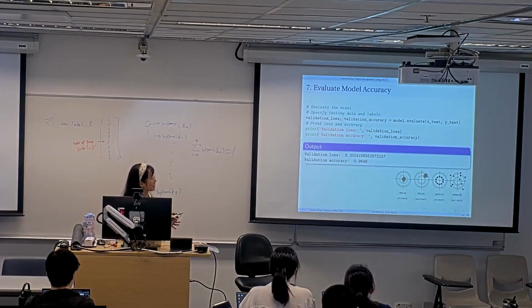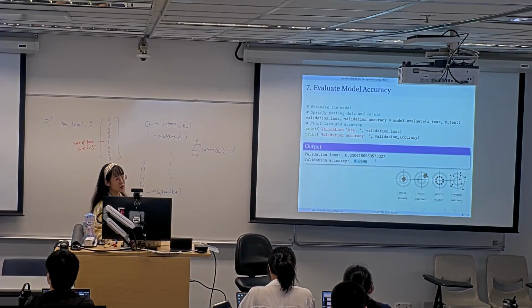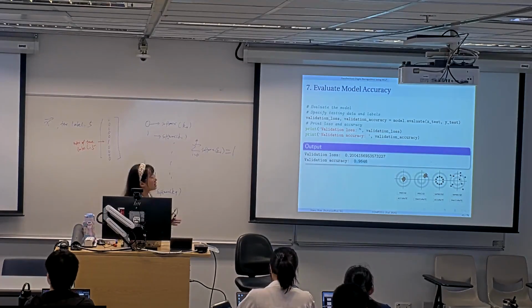After that, we can print that. We find that after training for one epoch, the validation loss is 0.2004 and the validation accuracy is 0.9646. Very high, right? Even though we only trained for one epoch, the accuracy is already very high. That means our model design is very appropriate for this task, and our training data is already enough to let the model learn from the data and get a very good, very precise model.